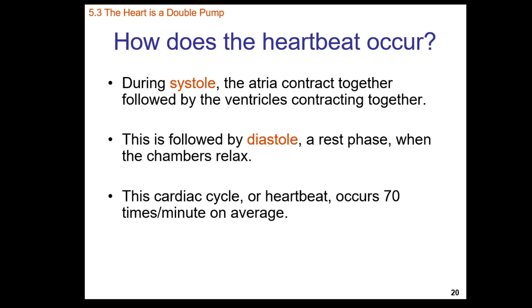So how does the heartbeat occur? How does this happen? So we talk about systole, which is when first the atria will contract together, and then it will be followed quickly by the ventricles contracting together. Then you'll have a period called diastole, which is a rest phase, when those chambers relax and return to their resting state. So this cardiac cycle, again, it's a cycle that's going to continue. It's our heartbeat, and the average is about 70 times a minute. That will change, as we'll see, during different situations.